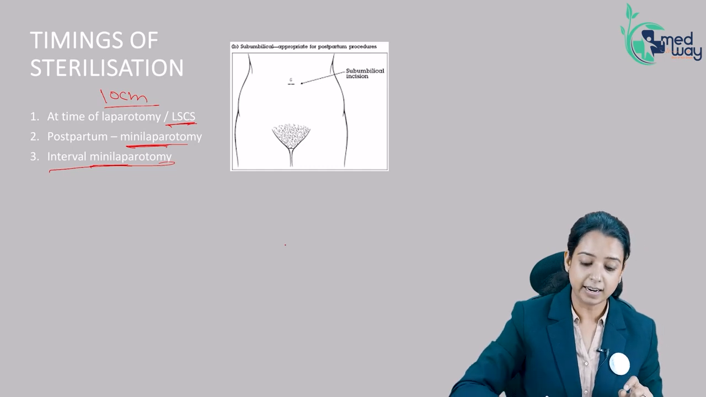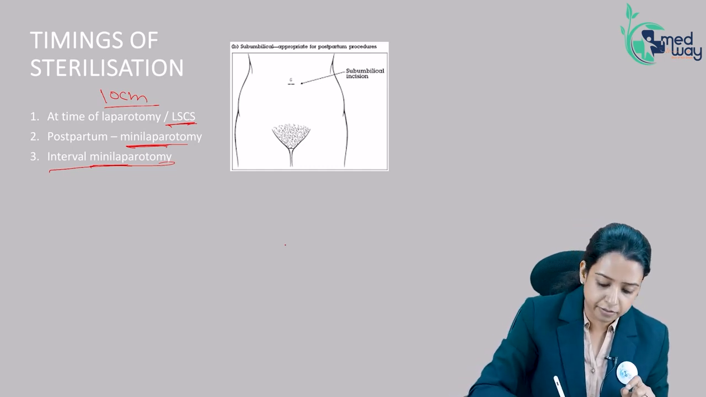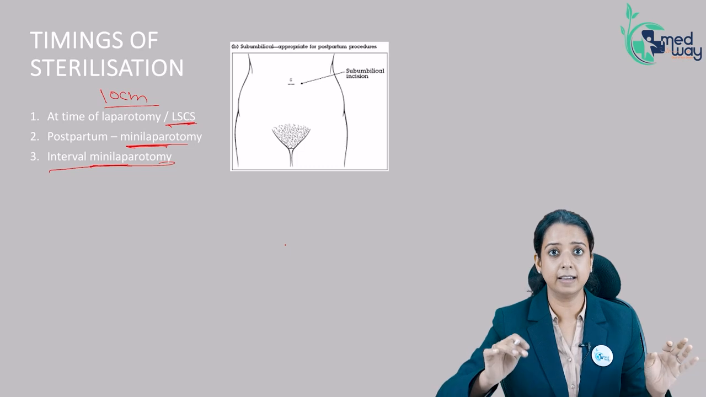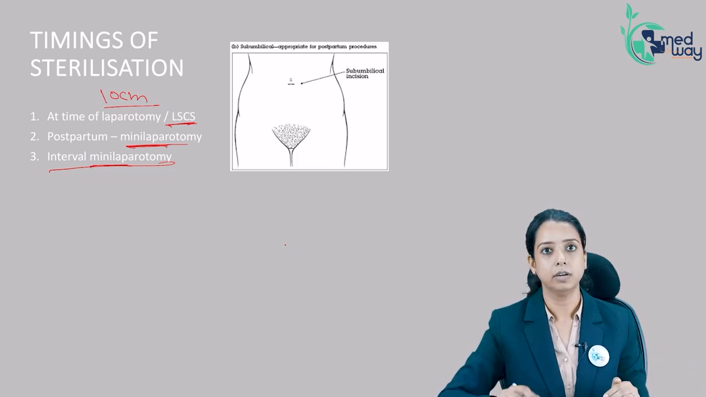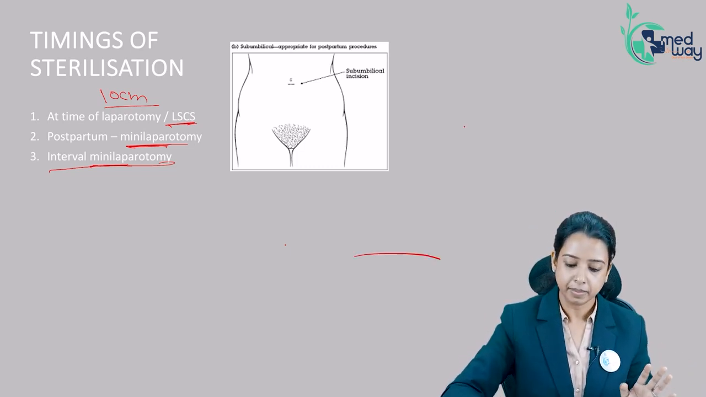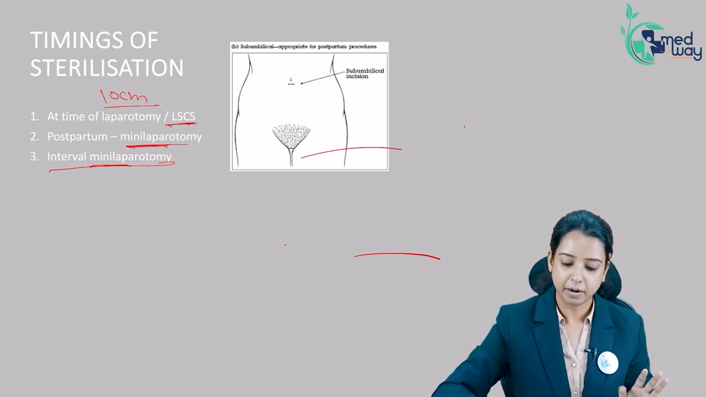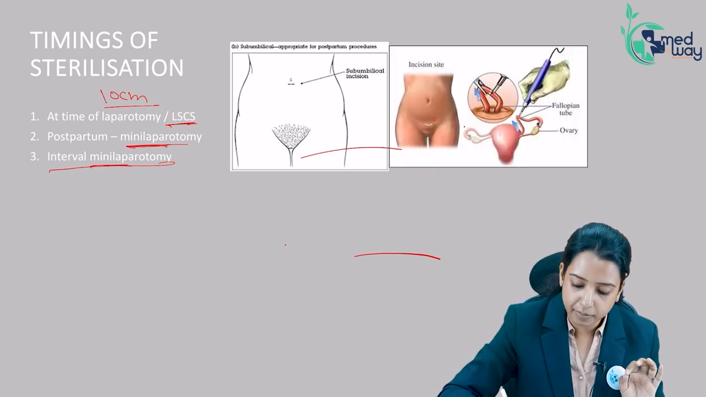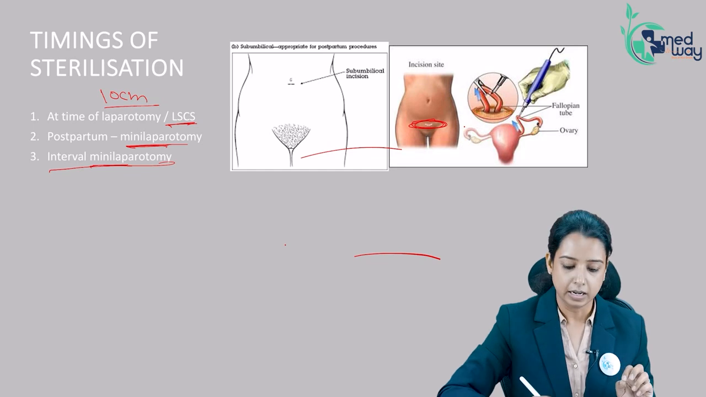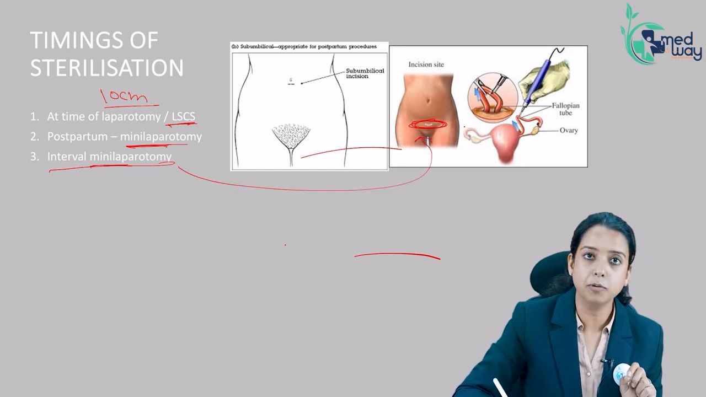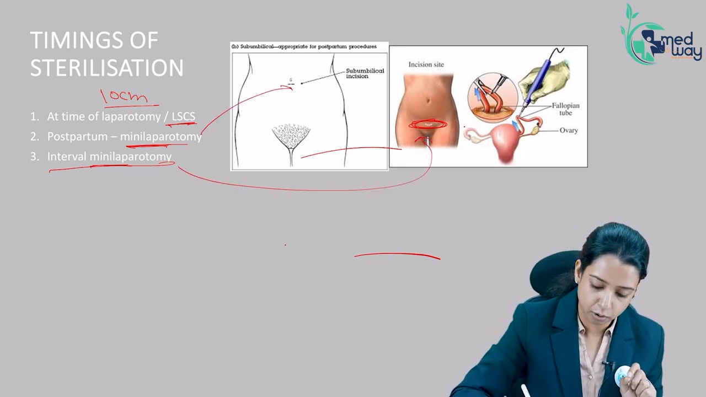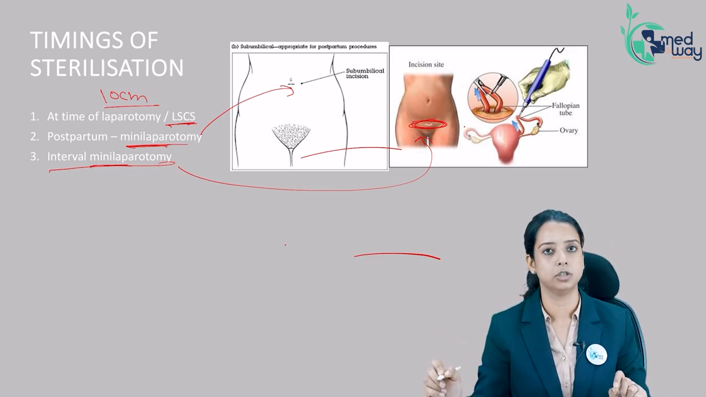But when you are doing it in an interval method, meaning a female who has not been pregnant recently, the uterus will be a pelvic organ. So the incision will be the same, the method will be the same, but where will you make the incision? In a suprapubic area. So in mini lap, you are making a suprapubic incision. In postpartum mini lap, you are making an infraumbilical incision.